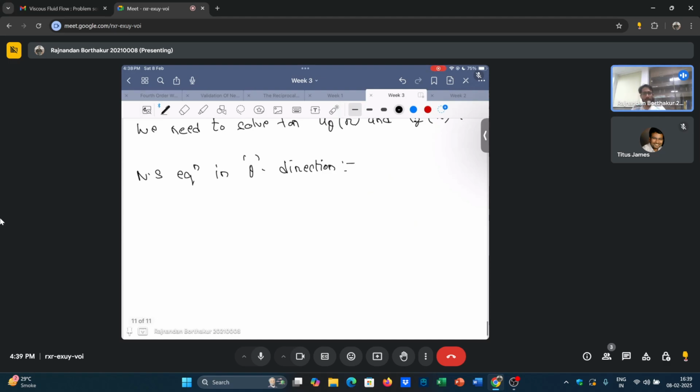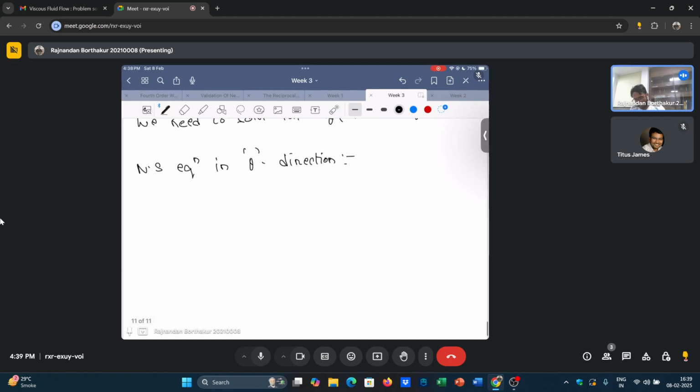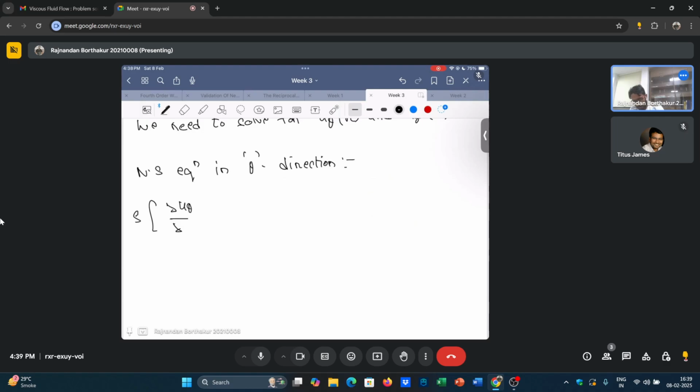Okay, this is a little bit long because cylindrical coordinates are a little bit nasty, so I'll just write it down. Please bear with me for a couple of minutes. So your Navier-Stokes equation in theta direction is something like this. It is rho times del u theta by del t plus ur times del u theta by del r plus u theta by r del u theta by del theta plus uz times del u theta by del z.